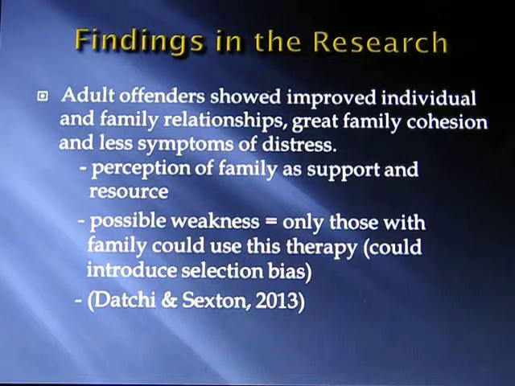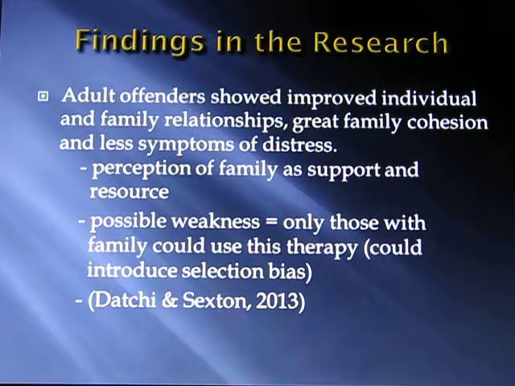One of the weaknesses that was identified in the research was that only those with family could use this therapy, and so it was kind of pointing out that this could be a selection bias, and they couldn't get a good sample. It was only adult offenders who had the family and could go through this, and that was something the authors pointed out as a possible issue.